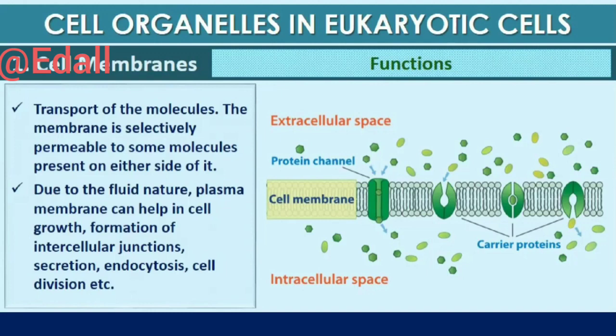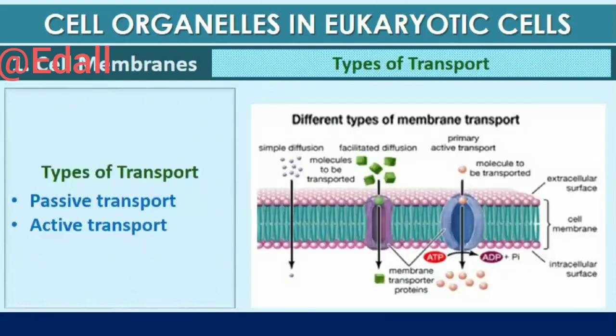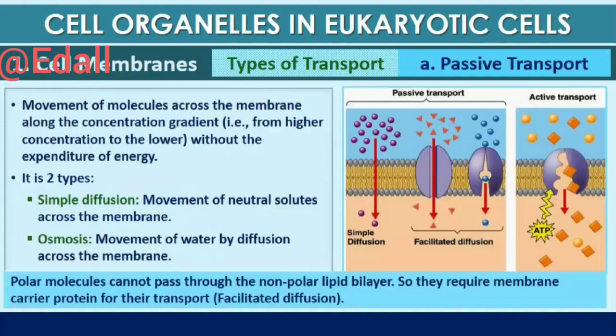One of the most important functions of the plasma membrane is the transport of molecules across it. The membrane is selectively permeable to some molecules present on either side of it. Many molecules can move across the membrane without any requirement of energy, and this is called passive transport. Neutral solutes may move across the membrane by simple diffusion along the concentration gradient, that is, from higher concentration to the lower. Water may also move across this membrane from higher to lower concentration. Movement of water by diffusion is called osmosis.